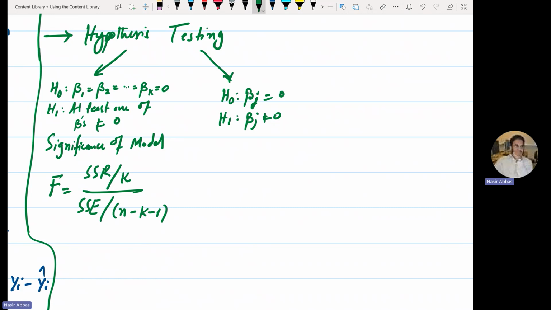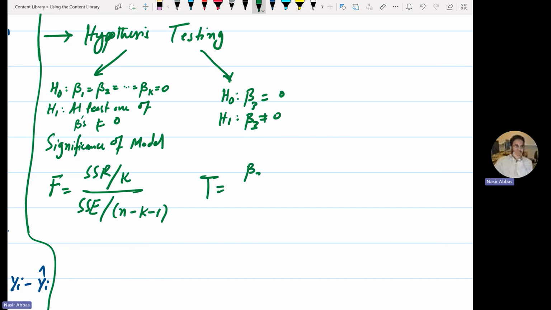Let me not use J. I will use any specific value. Let's say beta 3 is 0, against beta 3 is not equal to 0. So now you are testing whether x3 is significant or not in the regression. Is it significantly affecting y or not? X3, which has a coefficient beta 3. For this one, you will have a t-test.